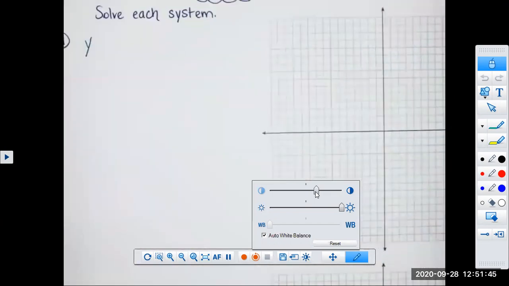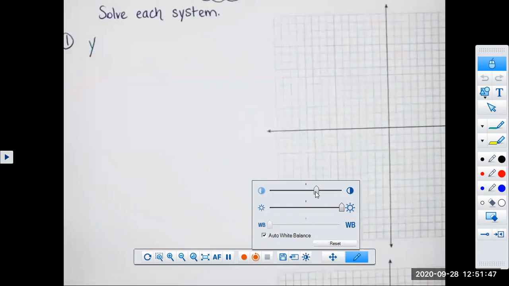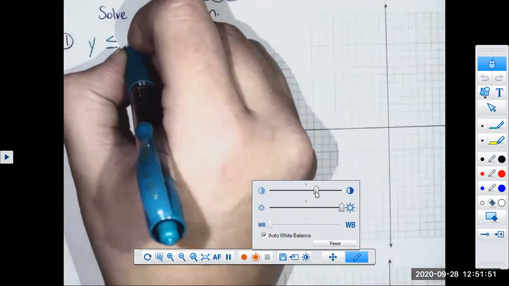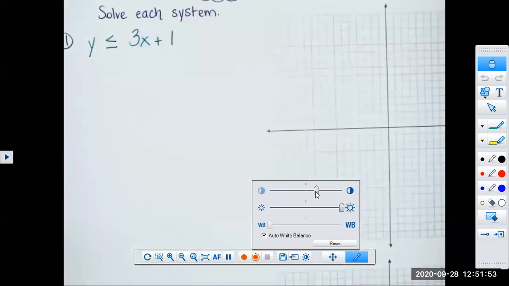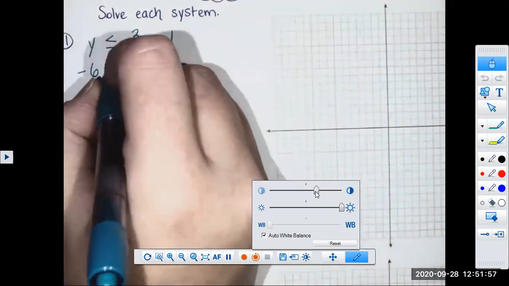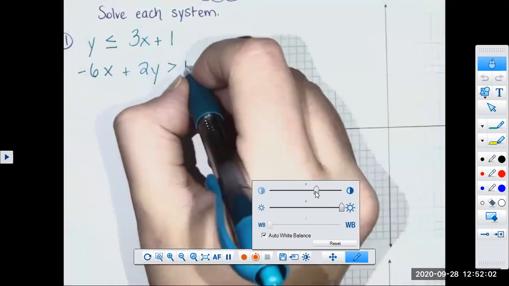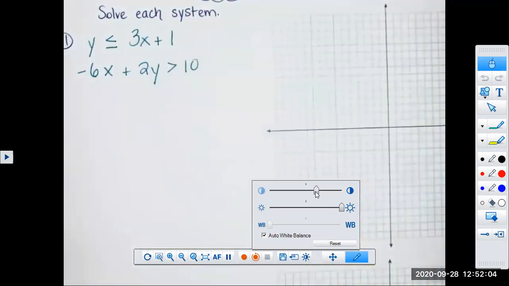All right, number 1, solve each system. So this one has y less than or equal to 3x plus 1. And your second equation is negative 6x plus 2y greater than 10. Change it to 12.